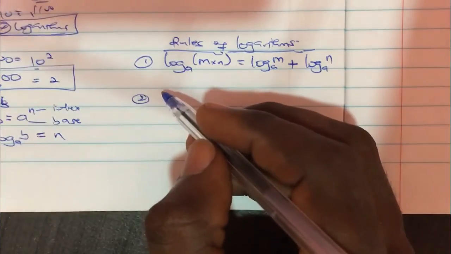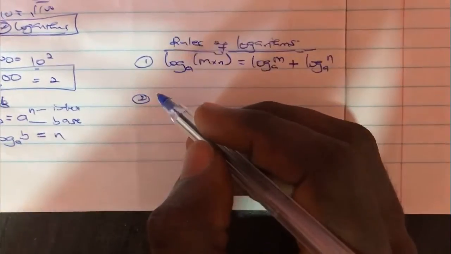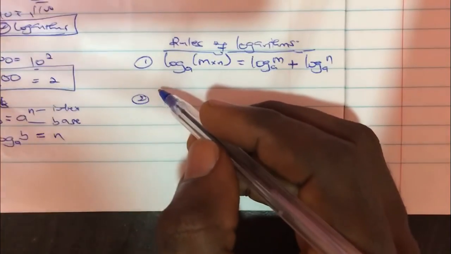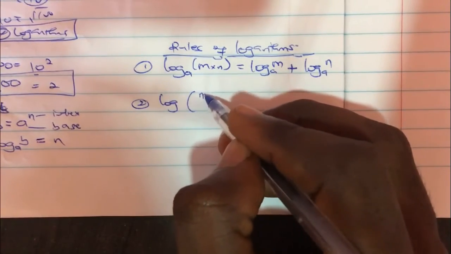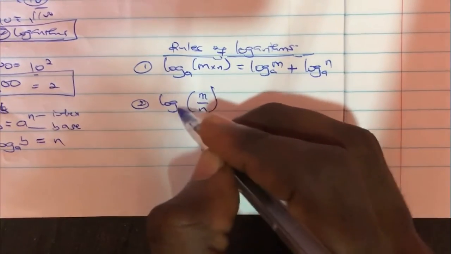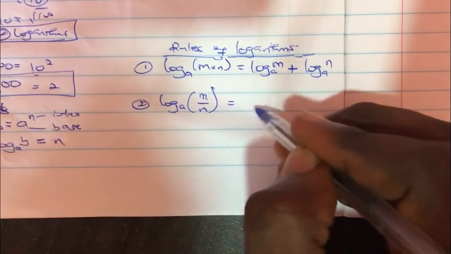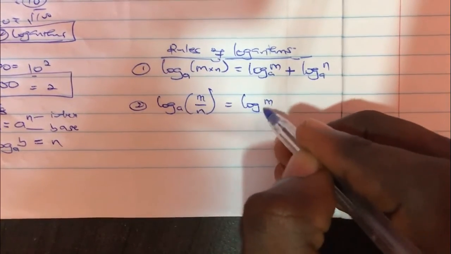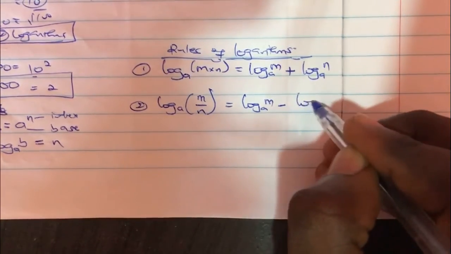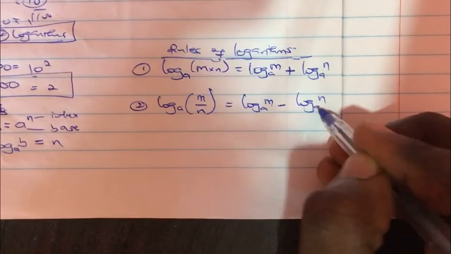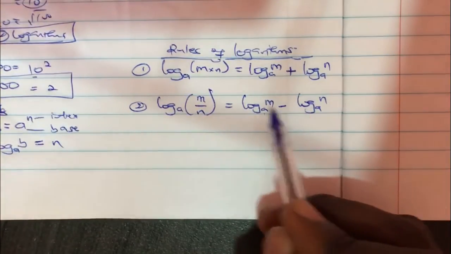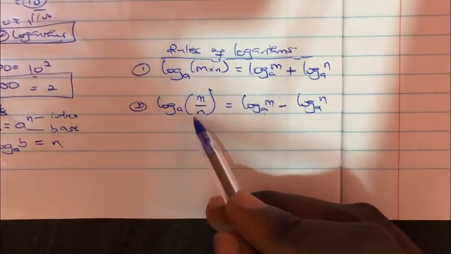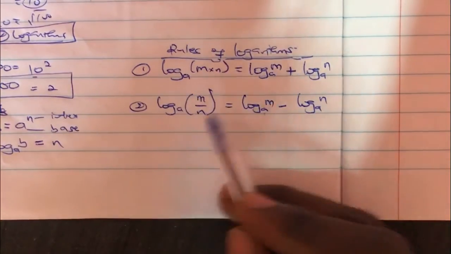And then the second rule will be the division. So log of m out of n to the base a is equal to log of m to the base a minus log of n to the base a. Remember, they must be of the same base before you can either express them in this form or convert from this form to the other.